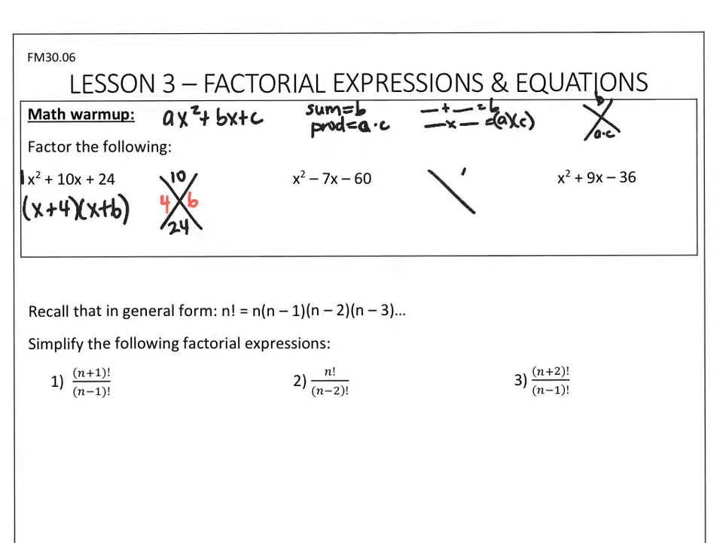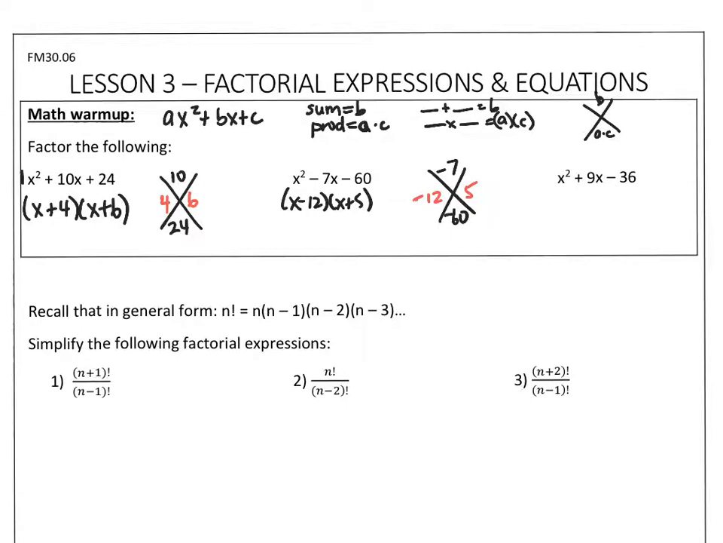Okay, let's try this guy. My sum is -7. My product is -60. So I am looking for two numbers that multiply to give me -60 and add to give me -7. So those would be -12 and +5. So my two factors are x minus 12, x plus 5.